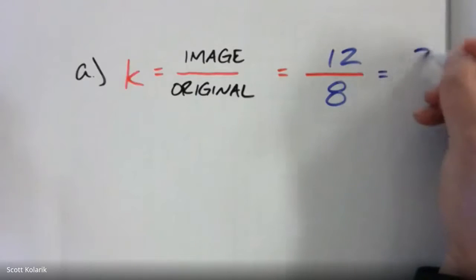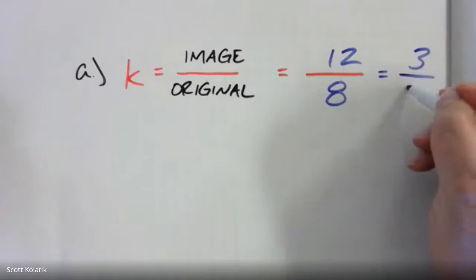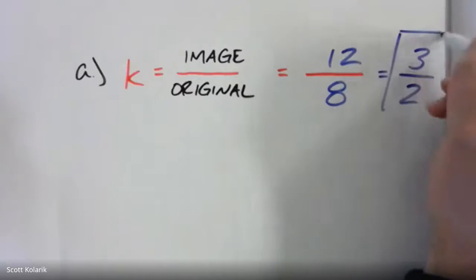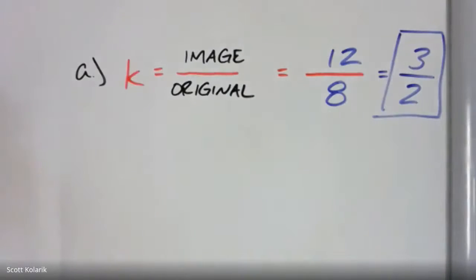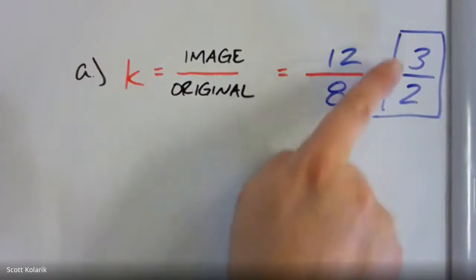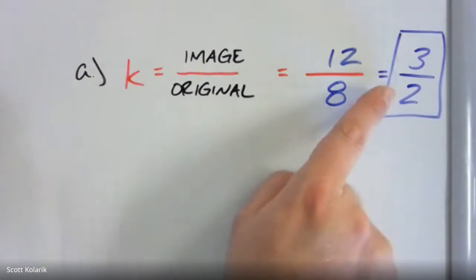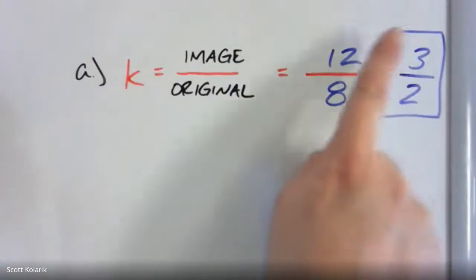4 goes into 12 3 times. 4 goes into 8 only twice, meaning that this is my reduced fraction, meaning my scale factor K for part A is 3 over 2. Now that 3 over 2, for the record, is bigger than 1. 1 in this case would be 2 over 2.